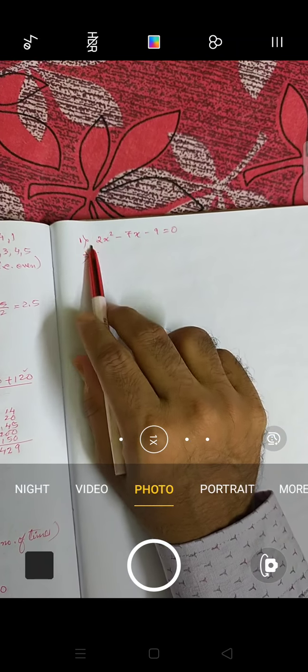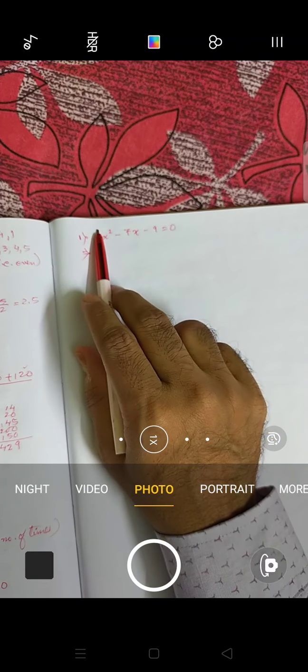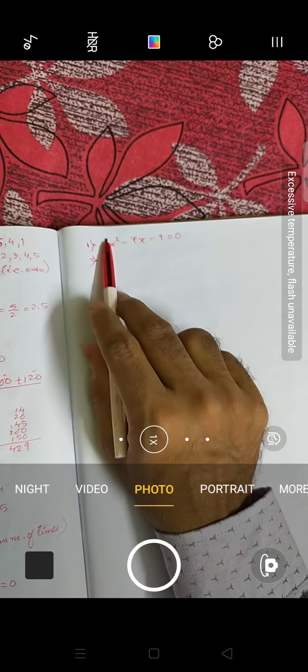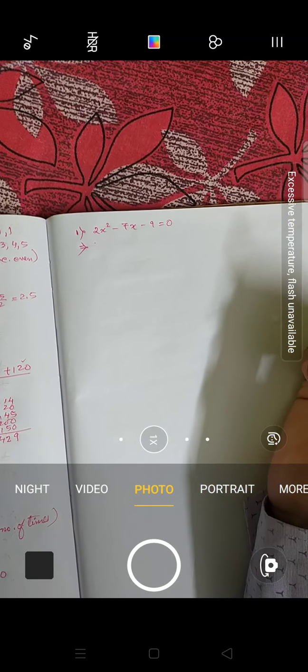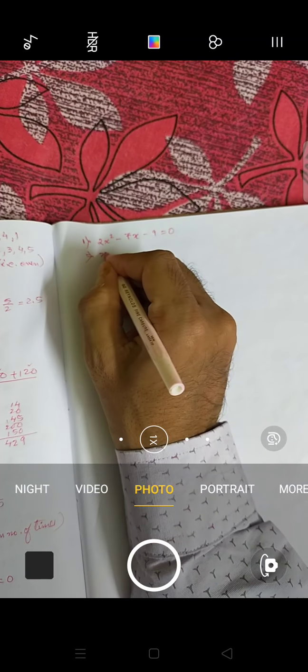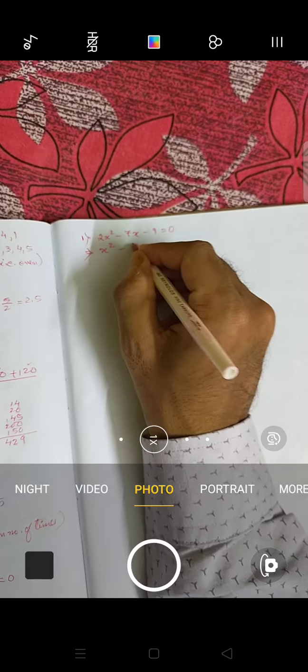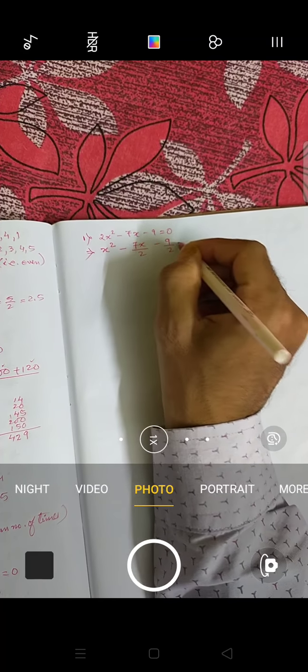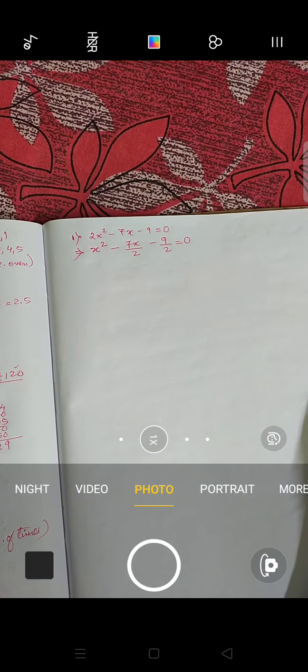I have to make the first term into a perfect square. So I will divide both sides by 2. When I divide by 2, 2 and 2 will be cancelled. Correct or not? So I'll be having x square minus 7x by 2 minus 9 by 2 equals to 0. Any problem?